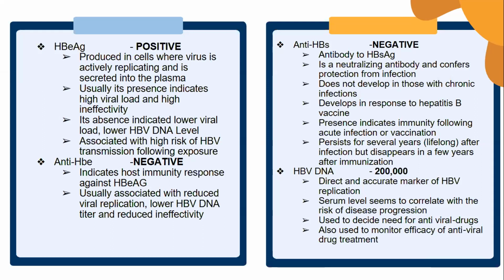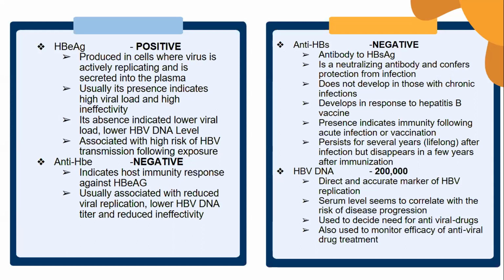Next slide. So now we have the HBe antigen, which he's positive. It is produced in cells where the virus is actively replicating and secreted into the plasma. Usually its presence indicates high viral load and high infectivity. Its absence indicates lower viral load and low HBV DNA level, and HBe antigen is associated with high risk of HBV transmission following exposure. He's negative for anti-HBe. Anti-HBe indicates host immunity response against HBe antigen. It is usually associated with reduced viral replication, lower HBV DNA, and reduced infectivity.